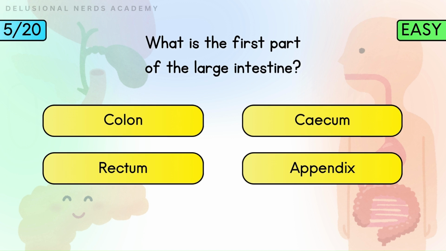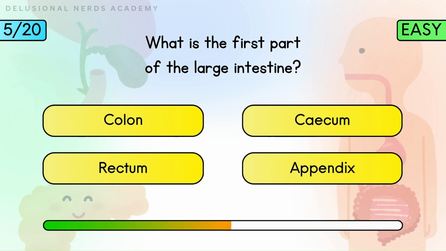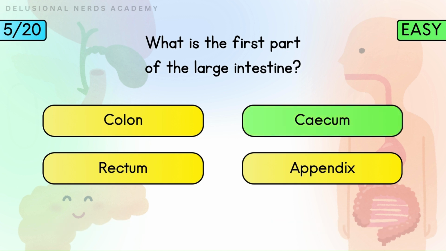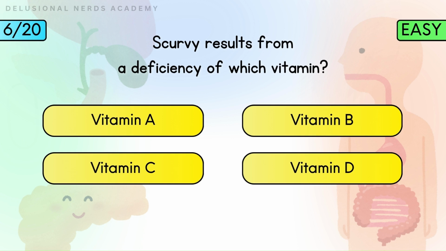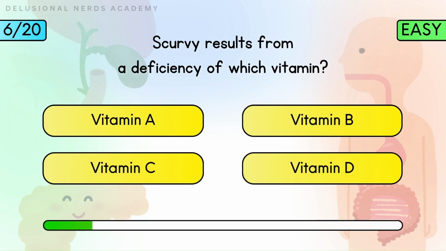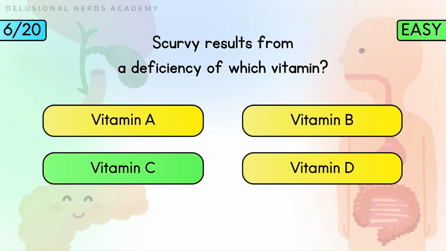What is the first part of the large intestine? The large intestine begins with the cecum. Scurvy results from a deficiency of which vitamin? Scurvy occurs due to a deficiency of vitamin C.